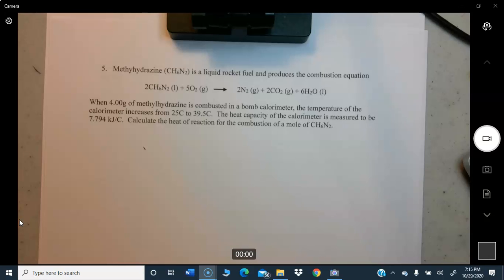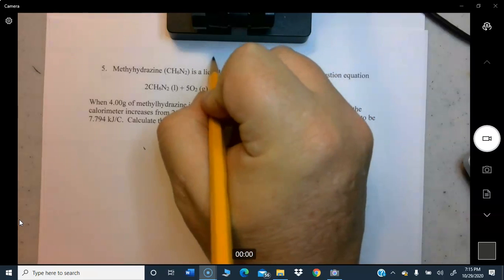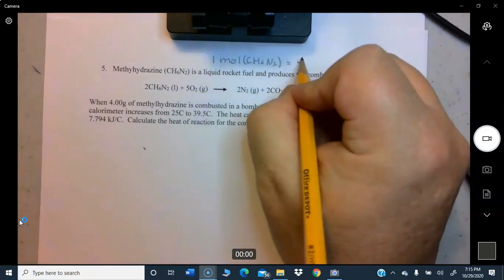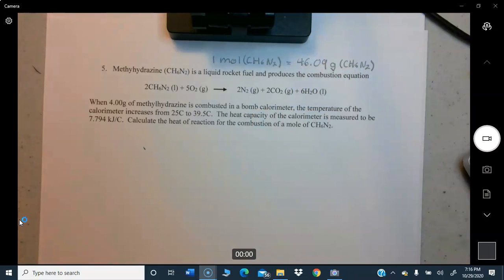And that gives us 46.09. So I'm just going to write that right away because we're going to need that later on. Okay, so we'll just write that up there. So there it is. There's the chemical reaction. I'm just going to tell you right now, you don't really need that.